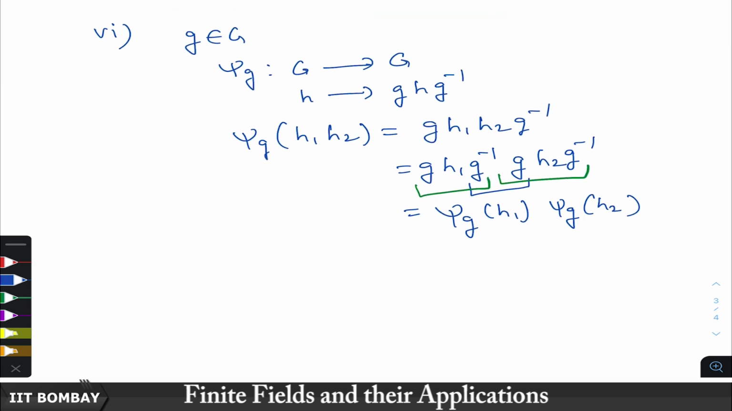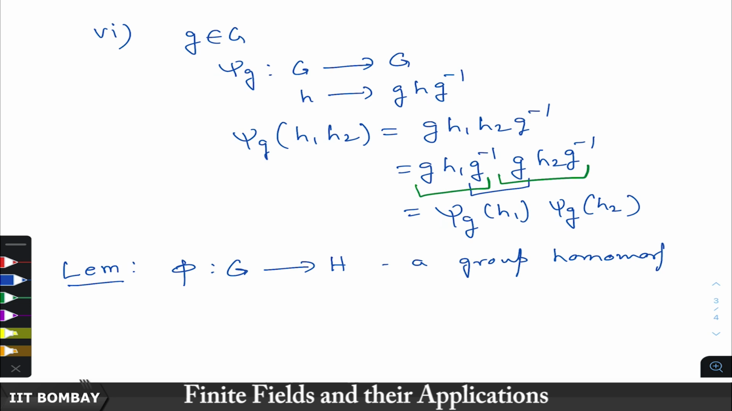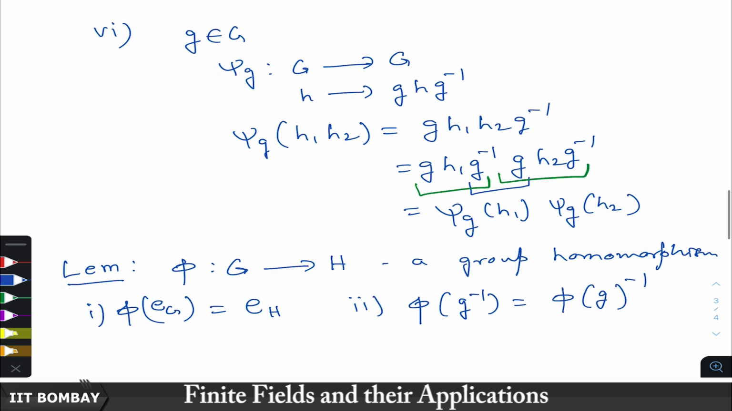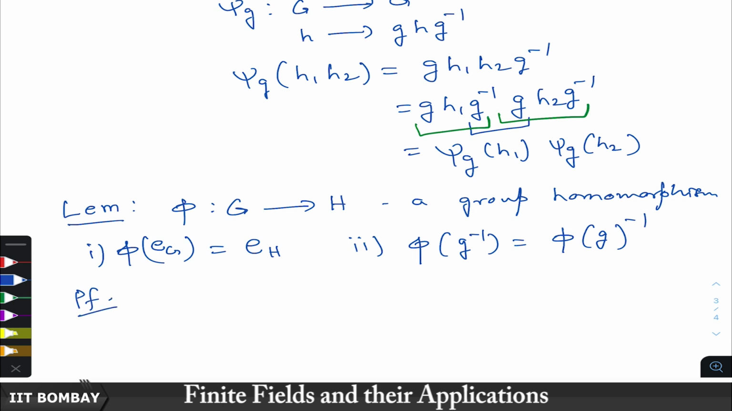Now, we prove a simple property that if phi is a group homomorphism from G to H, then phi of e_G is e_H. This is one, and the second property is that phi of g inverse is phi of g inverse.